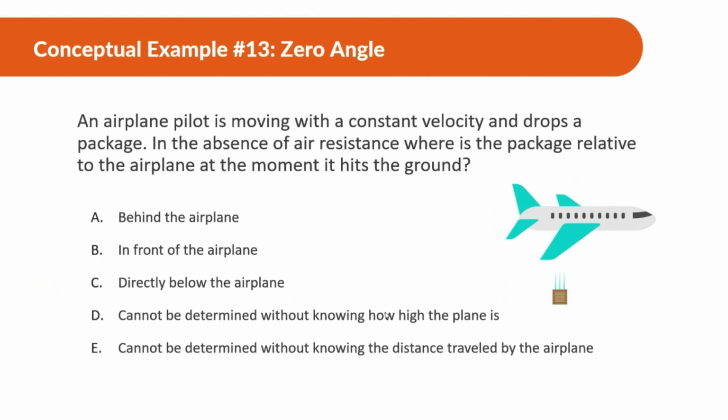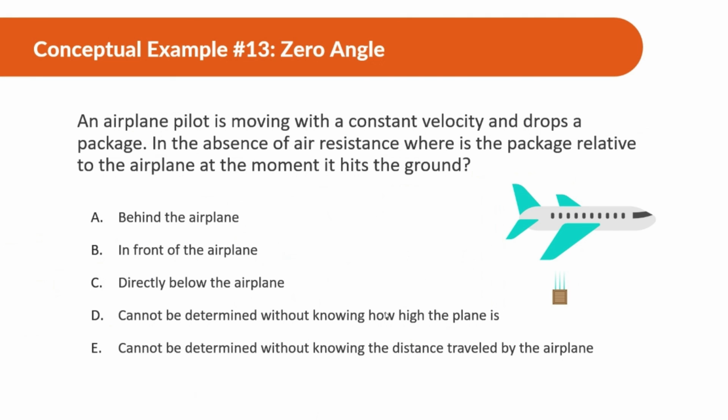All right, next example here. An airplane pilot is moving with a constant velocity and drops a package. In the absence of air resistance, where is the package relative to the airplane at the moment it hits the ground? Behind the airplane, in front of the airplane, directly below the airplane, cannot be determined without knowing how high the plane is, or cannot be determined without knowing the distance traveled by the airplane.